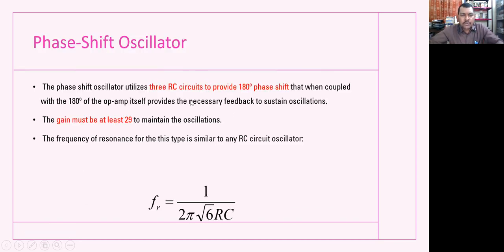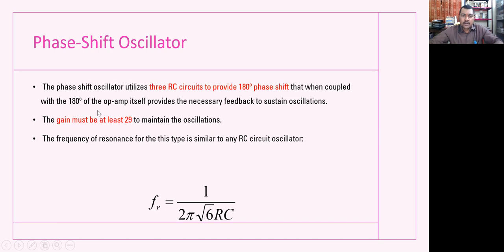This is another circuit which we call a phase shift oscillator. Again, we are going to have RC networks to provide the 180 degree phase shift. One RC circuit provides a phase shift of 60 degrees, so we are going to use three RC circuits, which will give you 60 plus 60 plus 60, 180 degree phase shift.